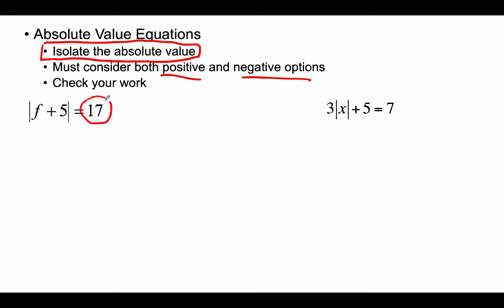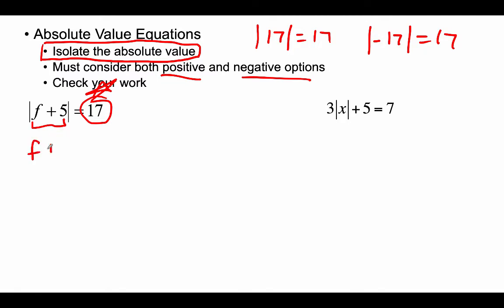For example, this first one here, the absolute value of 17 is equal to 17. But you also have to remember the absolute value of negative 17 is equal to positive 17. So you're really looking for, I'm going to extract this thing. I'm going to go two ways with it. The f plus 5 could be equal to positive 17.